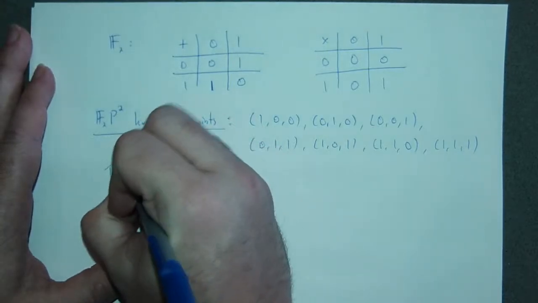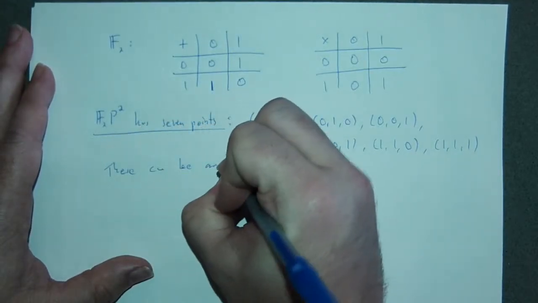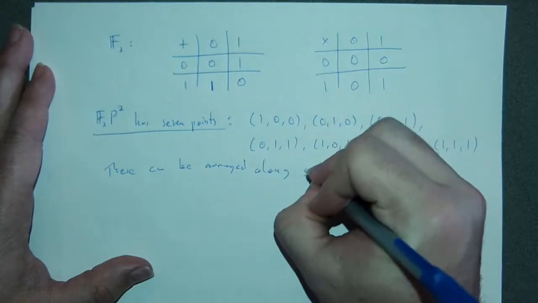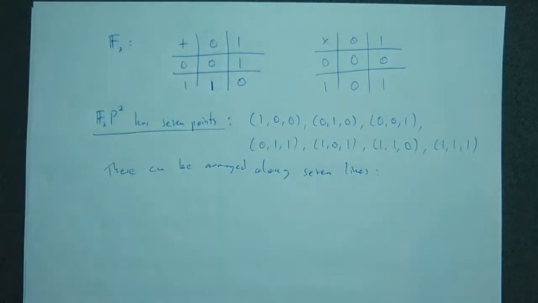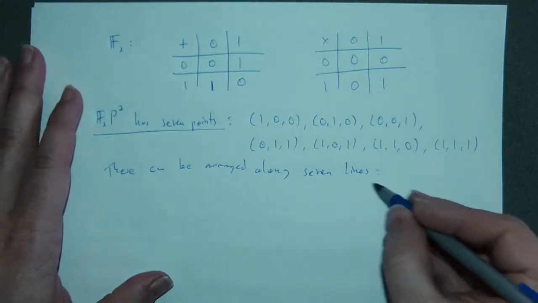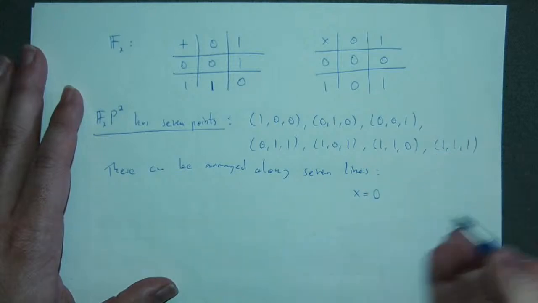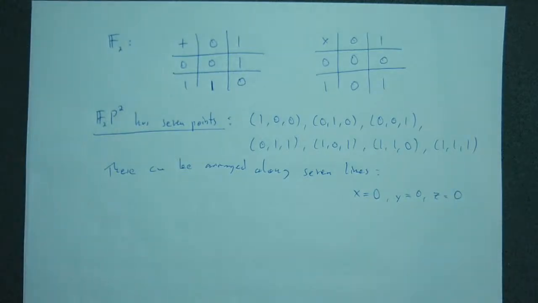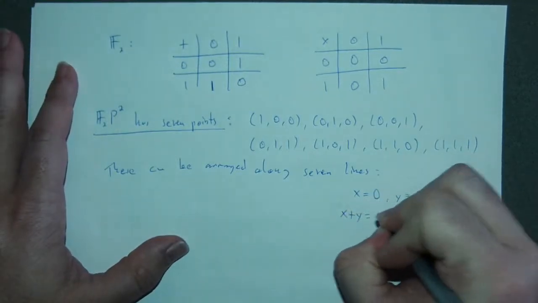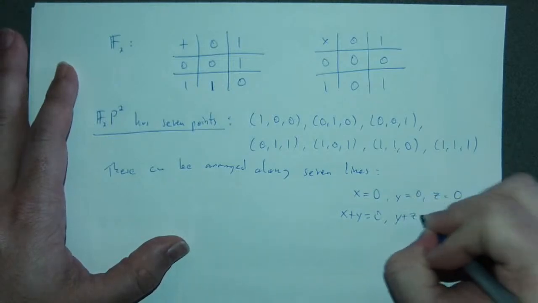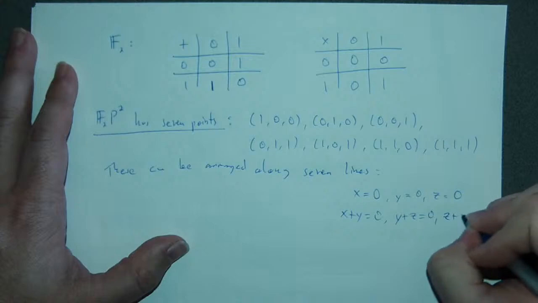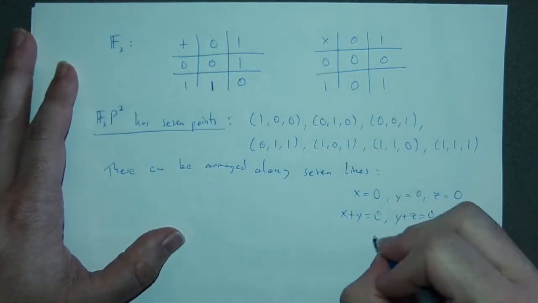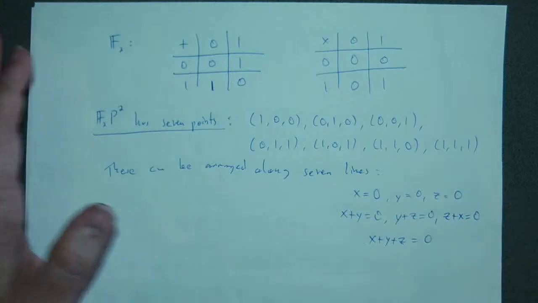These can be arranged along 7 lines. Okay. And rather than draw this, let's list out what the lines are. So again, it's easy to go through every possible combination here. I get these coordinate lines, and then x plus y is 0, y plus z is 0, and z plus x is 0. So that's 6.